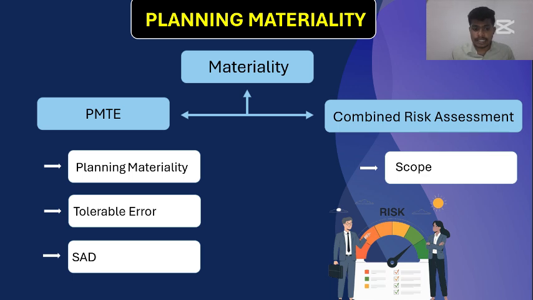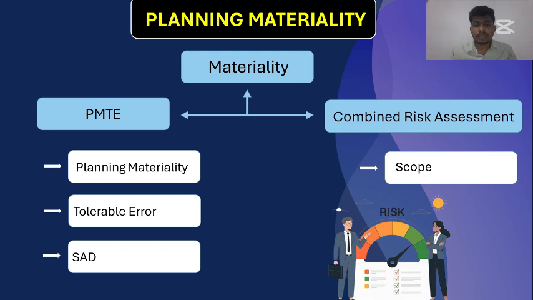TE is typically set at either 50% or 75% of the PM based on factors like the history of misstatements, the auditor's ability to assess the likelihood of misstatement, the effectiveness of the internal control, and other factors affecting the entity and its financial reporting.